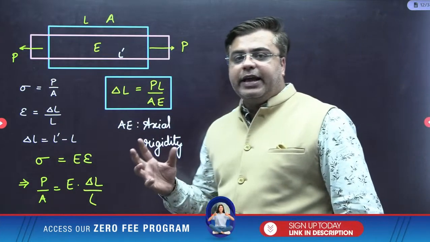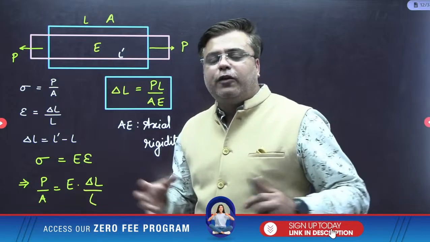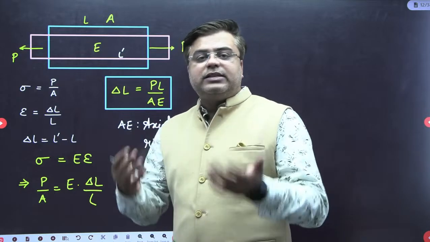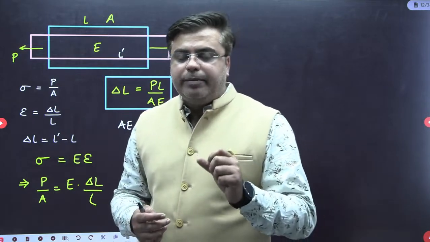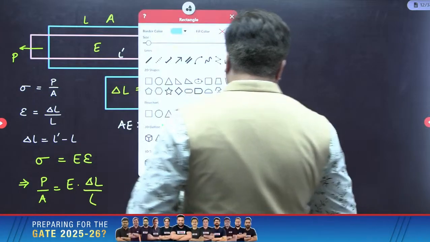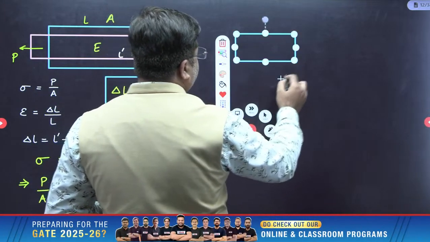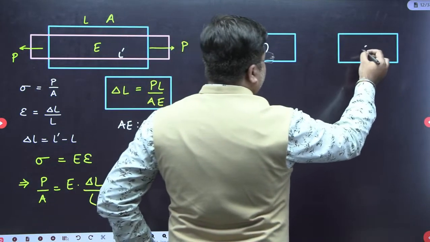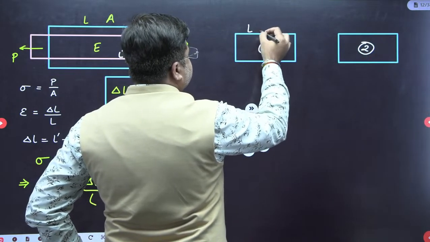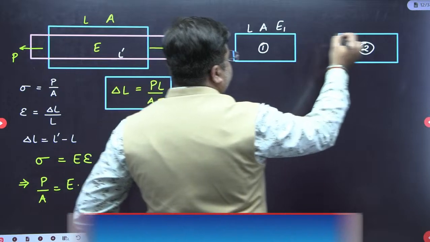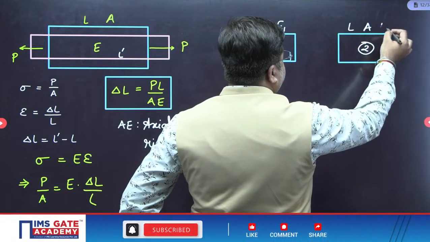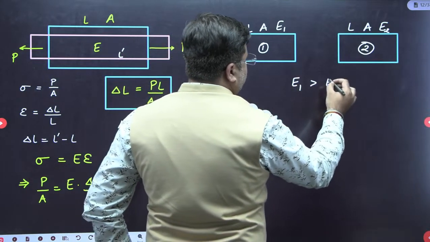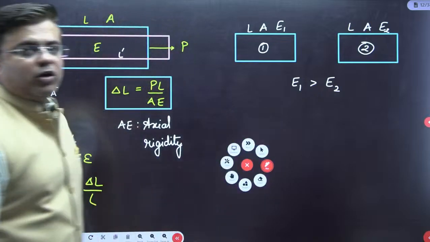Axial rigidity AE simply tells us about the resistance offered by the material against axial loading. More axial rigidity means more resistance will be offered by the material against axial loading. For example, if there are two materials given to you, material 1 and material 2, both having the same length and the same cross-sectional area, but Young's modulus of material 1 is more than Young's modulus of material 2, so E1 is more than E2.